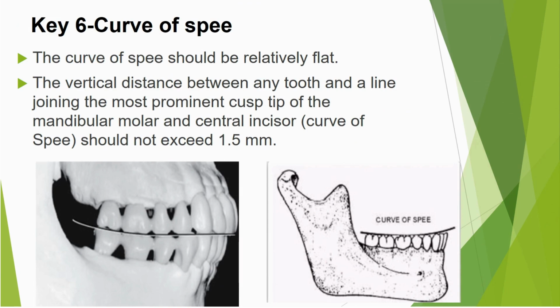Key 6, curve of Spee. The curve of Spee should be relatively flat. The vertical distance between any tooth and a line joining the most prominent cusp tip of the mandibular molar and central incisor should not exceed beyond 1.5 mm. In the given picture, we can see the curvature which is anterior-posteriorly following the buccal cusp tip of canine to the molars.